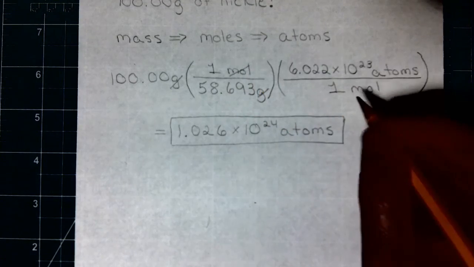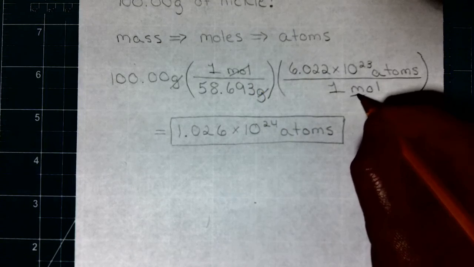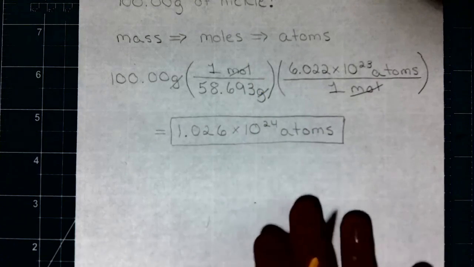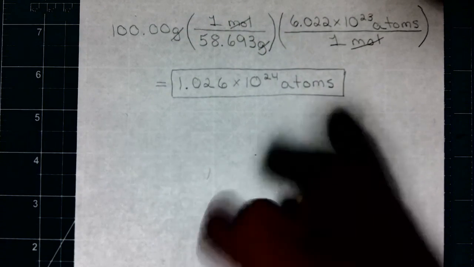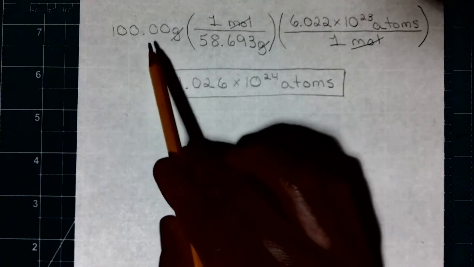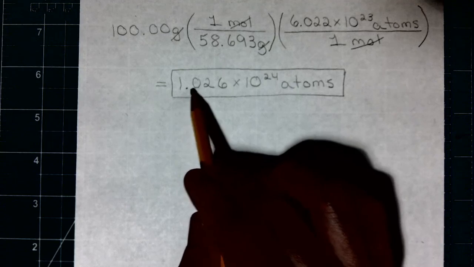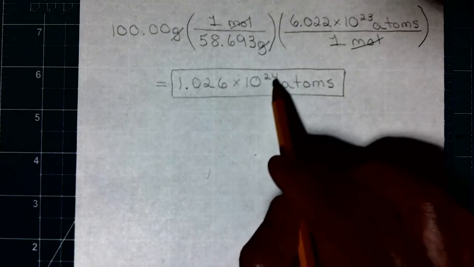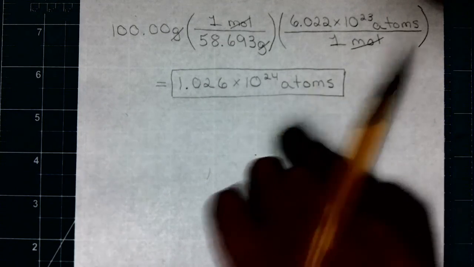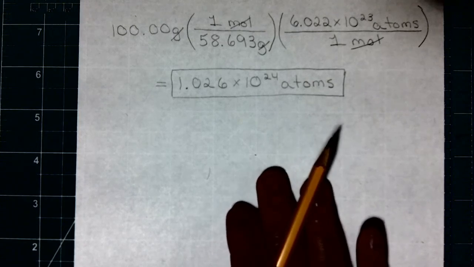We'll cancel that. And that leads us to the conclusion when we do this division and this multiplication, that there are 1.026 times 10 to the 24th atoms in 100 grams of nickel.